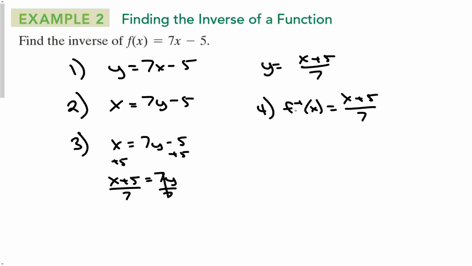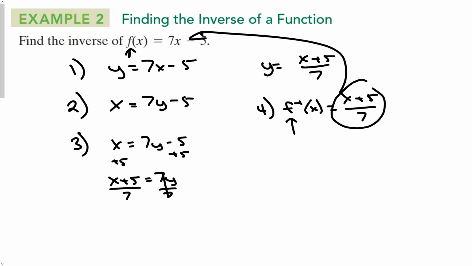And all I'm doing here in this last step is showing that this function and this function have this special relationship that they undo each other. If I want to prove it, I could plug this one back in to the original function and the 7's would cancel, the 5's would cancel, and I'd be left with just x. Okay.